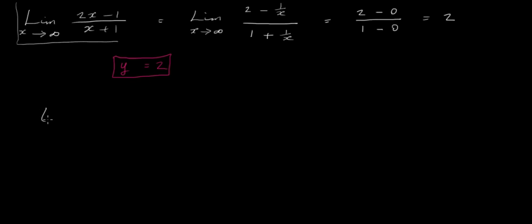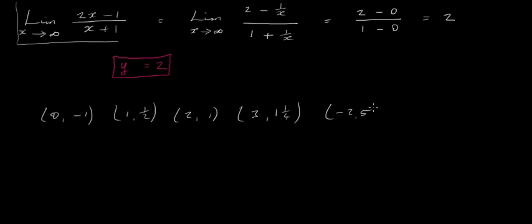So I know that I will have 0, minus 1, 1 half, 2, 1, 3, 1 and a quarter, minus 2, 5, minus 3, 3 and a half, minus 4, 3, and minus 5, 2 and 3 quarters.